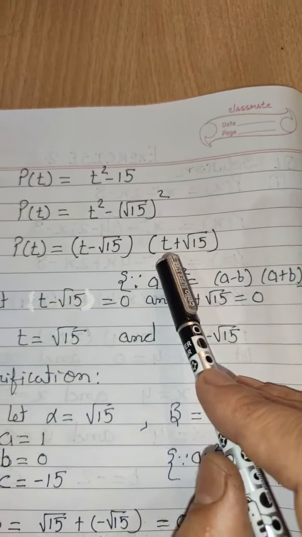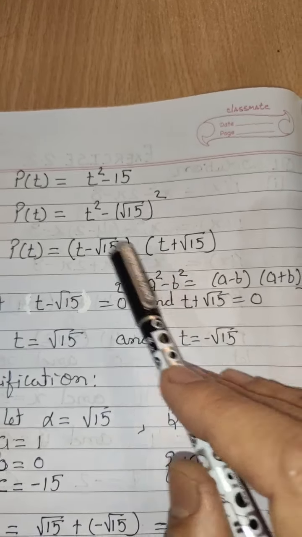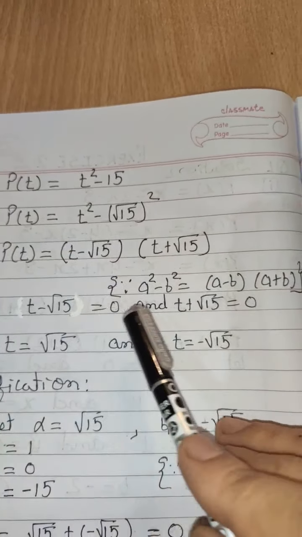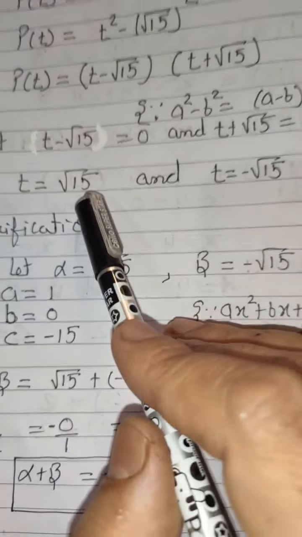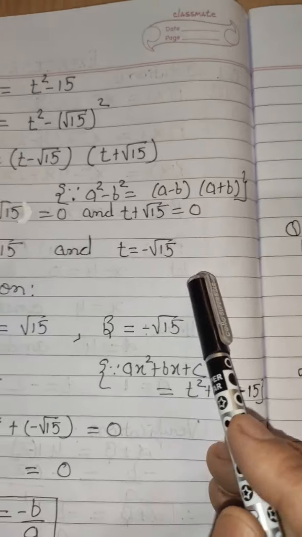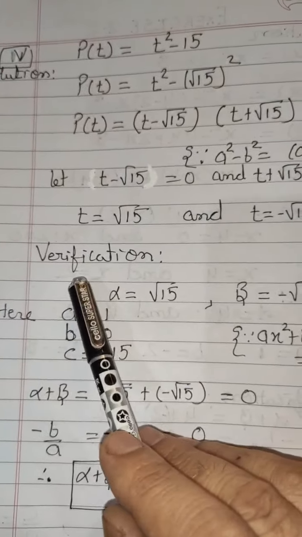What is the next step? To find the zeros of a polynomial, equate each factor to 0. So t minus root 15 is equal to 0, and t plus root 15 is equal to 0. Solve it. So what are you getting? t is equal to root 15, and t is equal to minus root 15. Zeros we have calculated. Now verification, second part.